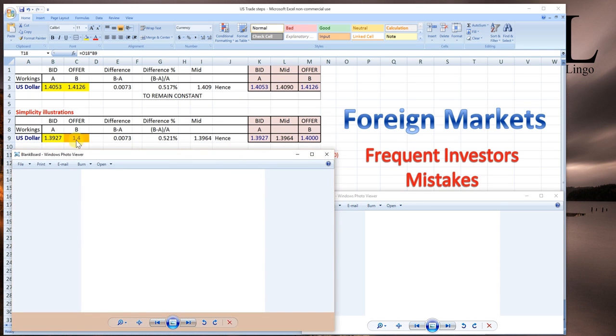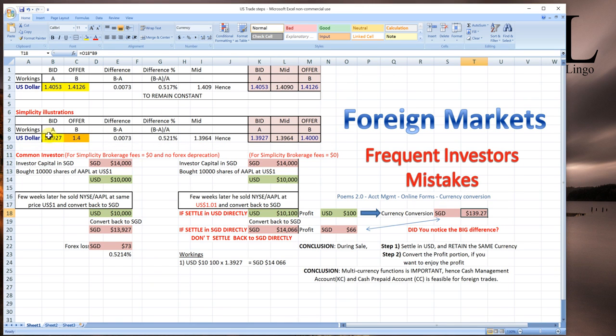What I did here was make a similar table to the one shown above, but for simplicity, I'm going to make the offer price $1.40 to make the calculation later on simple. When we reverse the equation with the price difference, the bid comes out to 1.3927. Likewise, the rest remain constant except for this price difference, which is derived from this difference divided by the bid price. It's a very insignificant difference over here. We are going to use this table for a lot of calculations later on.